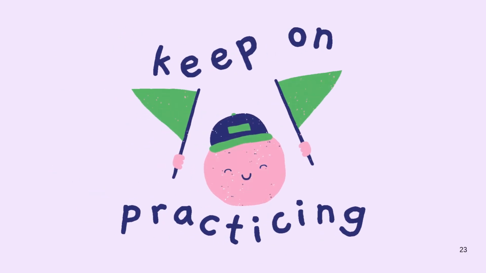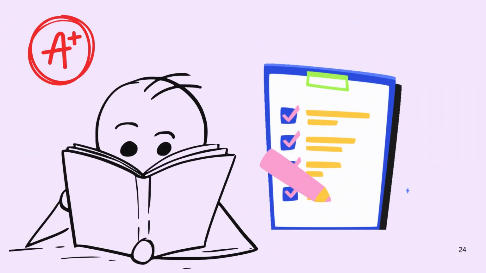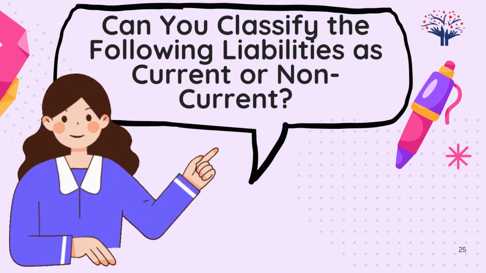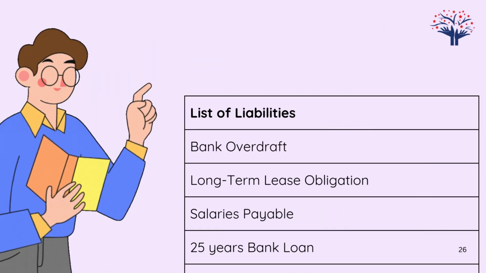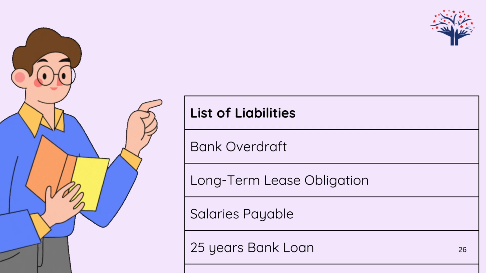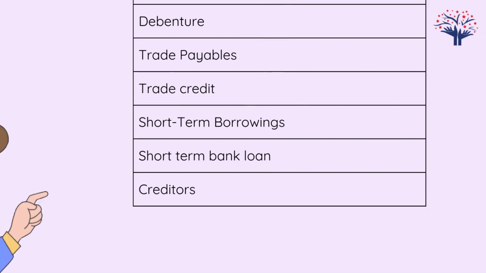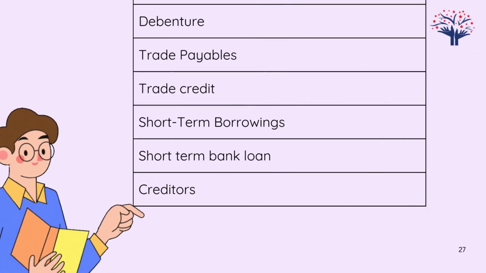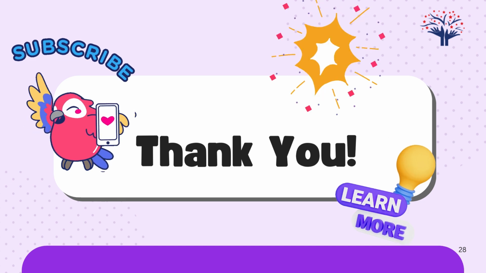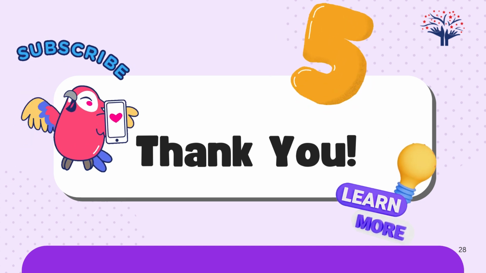Your turn. Let's practice. Now, let's test your understanding. Can you classify these liabilities as current or non-current? Take a moment to analyze the following liabilities and determine whether they fall under current liabilities or non-current liabilities. Pause the video or take a screenshot and try answering before moving forward. In the next video, we'll go over the answers and continue exploring the statement of financial position.